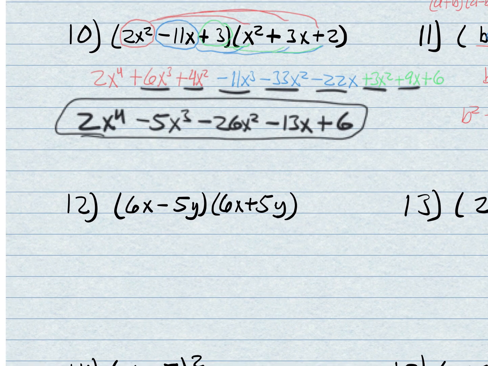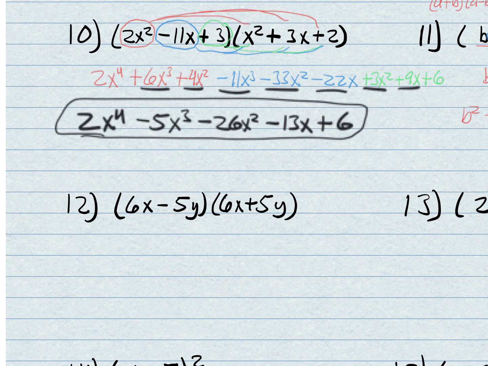So you could do it by FOILing. But if you can recognize a special product, you don't have to deal with that middle term canceling out. Why would you write it if you know it's going to cancel out? So just save yourself the writing. If you can recognize this, you can do it in one step.